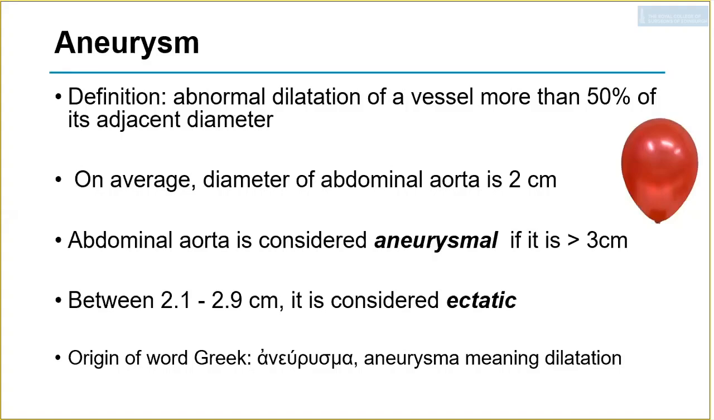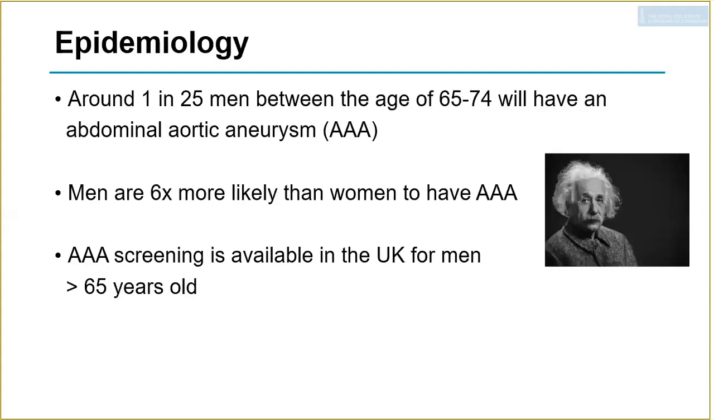For those of you who love trivia, the word aneurysm originated from the Greek word aneurysma, meaning dilatation. In terms of the epidemiology, around 1 in 25 men between the ages of 65 to 74 will have an abdominal aortic aneurysm. Men are up to 6 times more likely than women to have an abdominal aortic aneurysm.